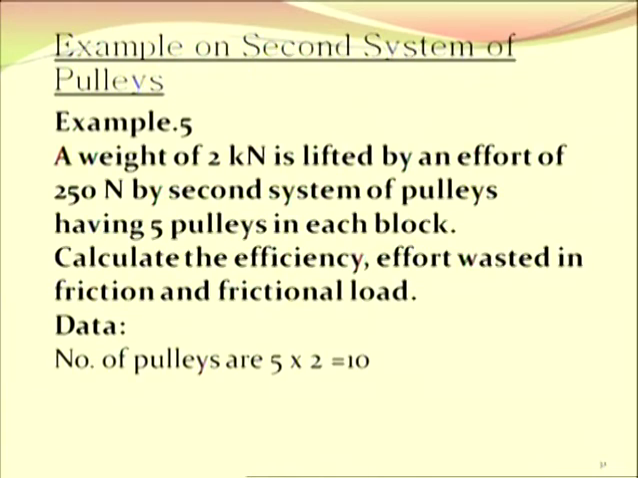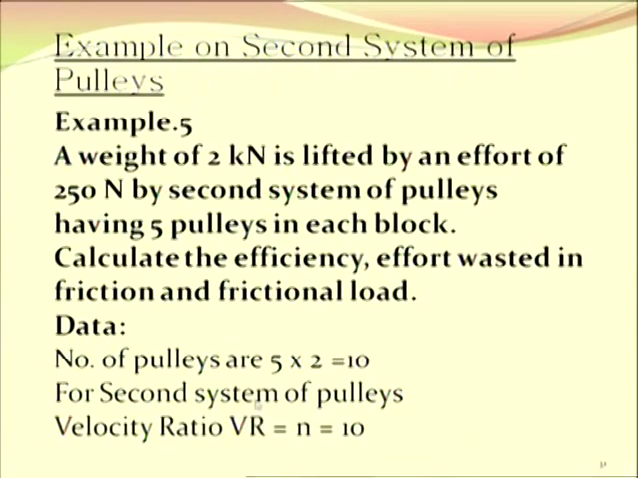The provided data is the number of pulleys. Here it is shown that there are 5 pulleys in each block. So upper block and lower block, 2 blocks there and 5 in each. So total pulleys are 5 into 2, that is 10. For a second system of pulleys we have velocity ratio VR equal to N. So here the number of pulleys is 10, so we can say velocity ratio VR is equal to 10.